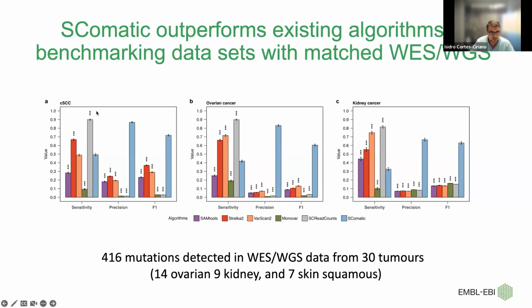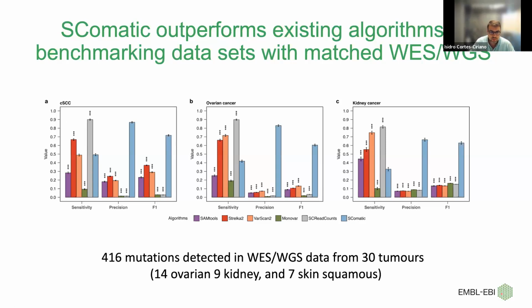are these three, corresponding to squamous cell carcinoma, ovarian cancer, and kidney cancer. These are the ones that we've been using extensively for benchmarking purposes, because in these data sets we have matched either exome or whole genome sequencing data, as well as single cell RNA sequencing. In total, we detected 416 mutations in the DNA sequencing data that we use for benchmarking purposes.